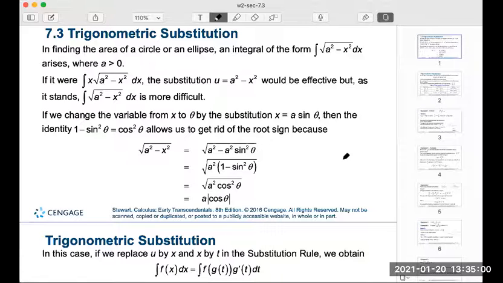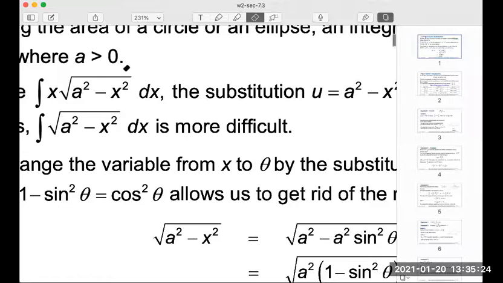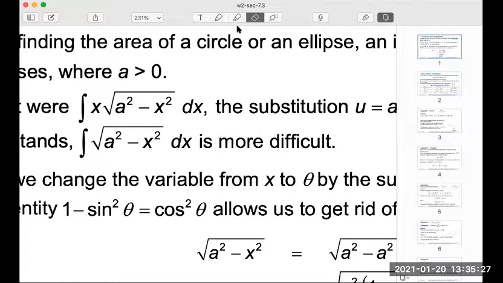So sometimes we need to compute these kinds of integrals. With this one, the integral of x times the square root of a squared minus x squared dx seems to be easy. If you have to do this problem, what should we do? Any idea?